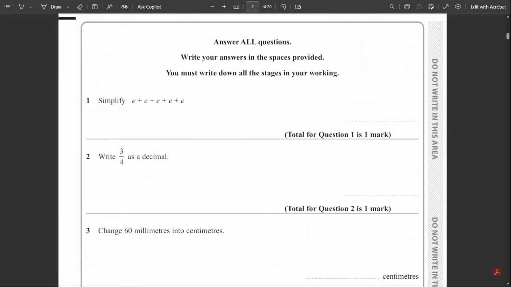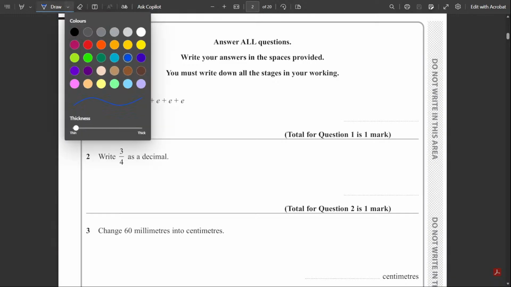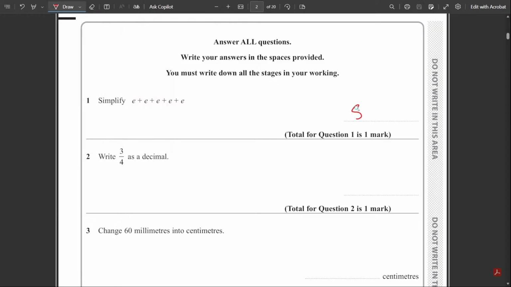Right, we start with the first question. It says simplify. How many E are there? So you go 1, 2, 3, 4 and 5 E. All you have to do is just write that down, saying you've got 5E. I'm going to use a red pen so you can see better. 5E.